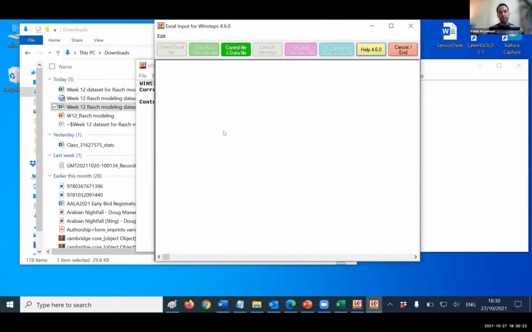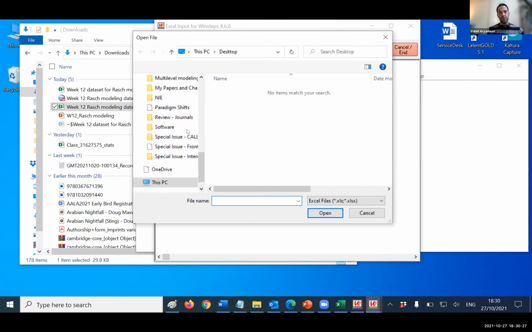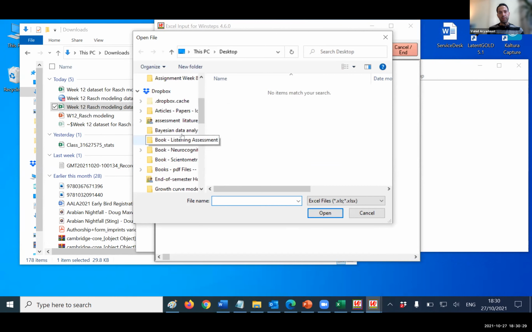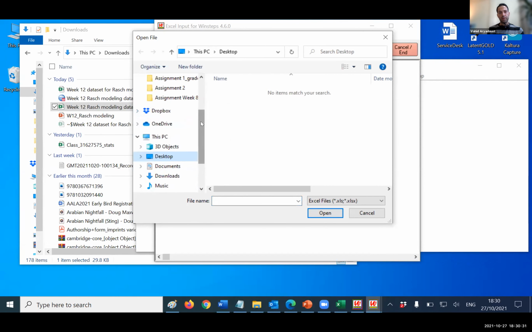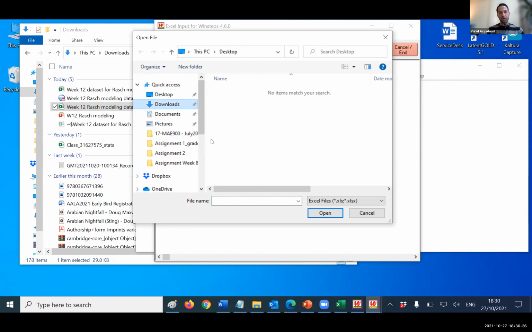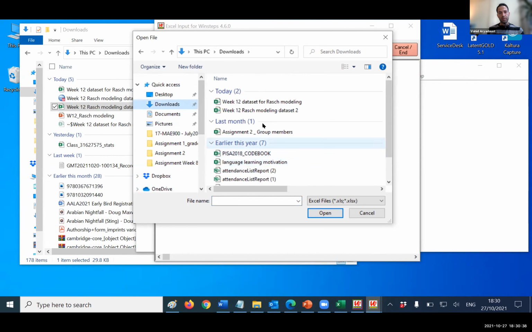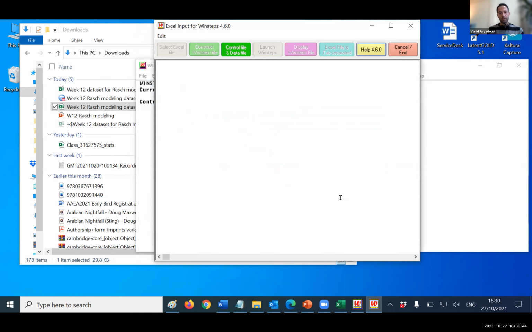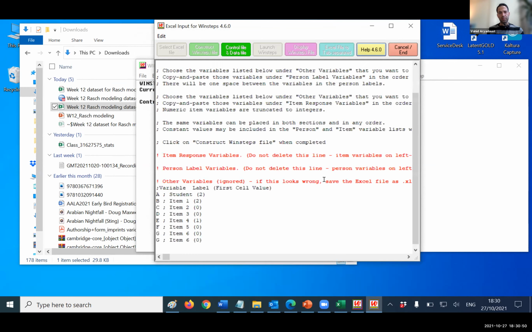Select Excel file. So now what you're going to do is find that Excel file on your computer. Here, this is where I found it. So I'm going to click on this one and open it. It's going to take some time depending on how fast your computer is.